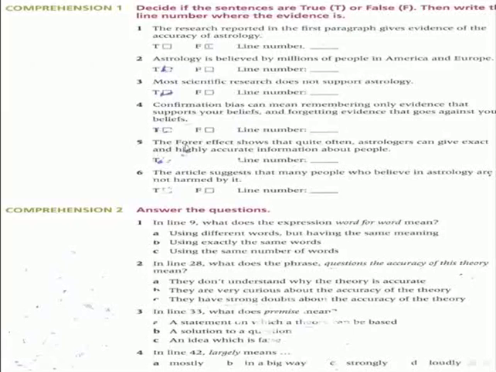5. The Forer effect shows that quite often astrologers who work in astrology can give exact and highly accurate information about people. Do they give exact and highly accurate information? The answer is false. They don't. Right? False. Sorry, you write F in the square here and tick it. It means false. Where do we find the answer that they don't give accurate answers? Line number, you write 56-58.